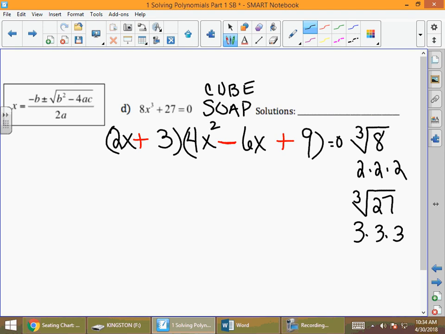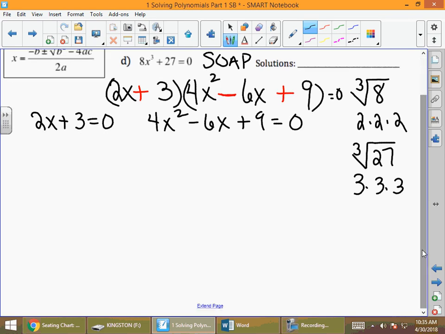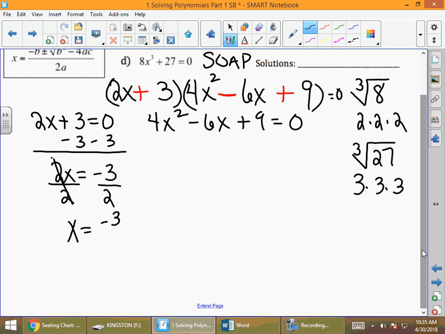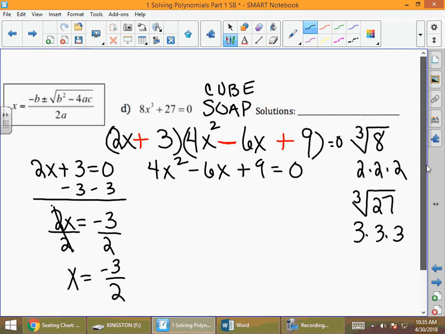Well, we're going to take the 2x plus 3 and set it equal to 0. And then we're going to take the 4x squared minus 6x plus 9 and set it equal to 0. We can subtract the 3 from both sides, and get 2x equals negative 3. Divide both sides by 2, and there's one of our roots. We just factored a cube, so eventually what we need are three solutions. And we just found one: negative 3 halves.